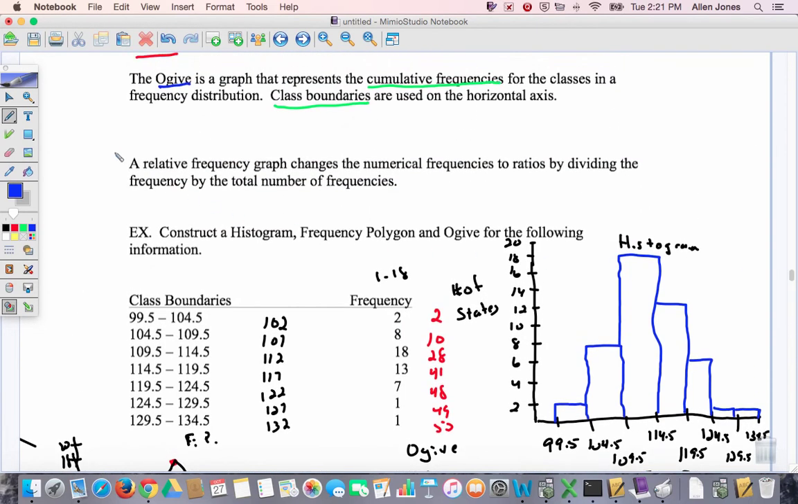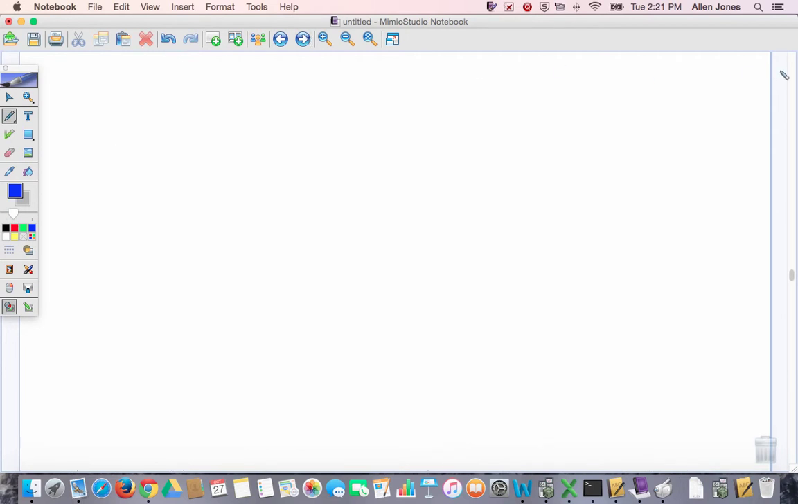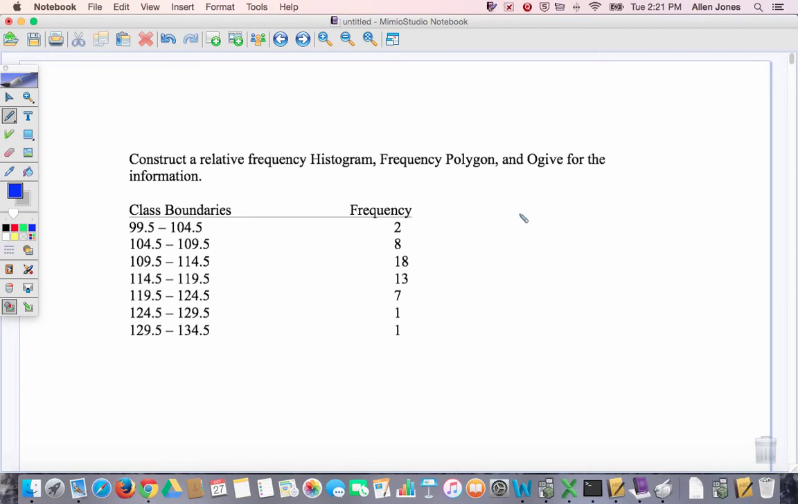I'm going to scroll back up here because our next set of graphs is called a relative frequency graph. The only difference between what we just did and a relative frequency is we change these frequencies to ratios or percentages by dividing the frequency by the total number of frequencies, and we're going to change our y-axis to be those ratios or percentages as opposed to the numerical values that we had here. So that will look like this next problem that we have here.